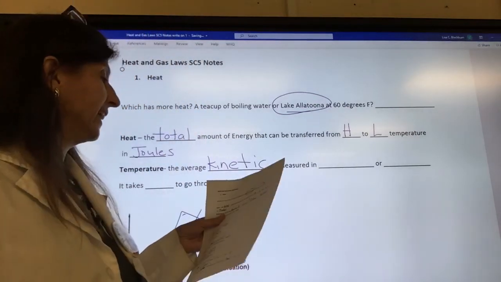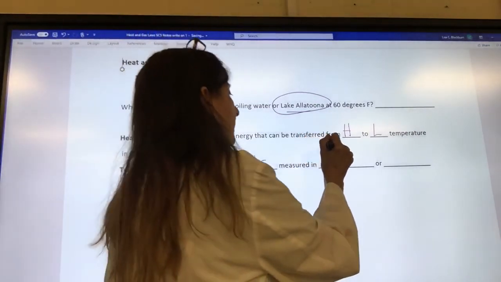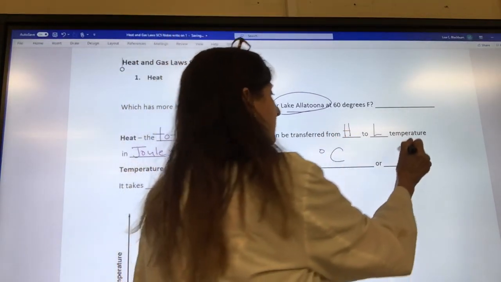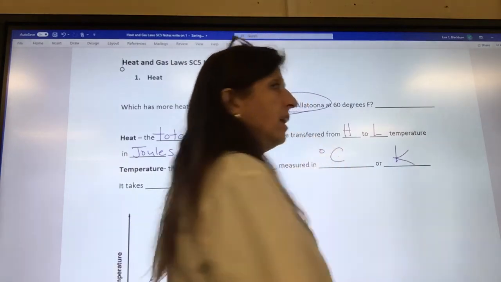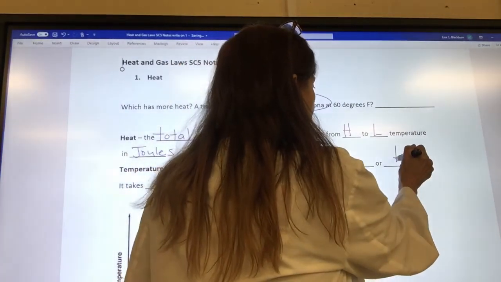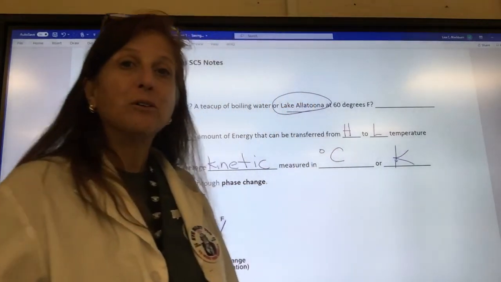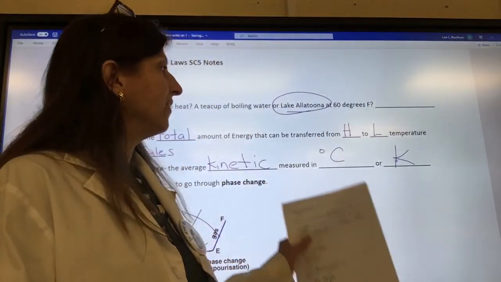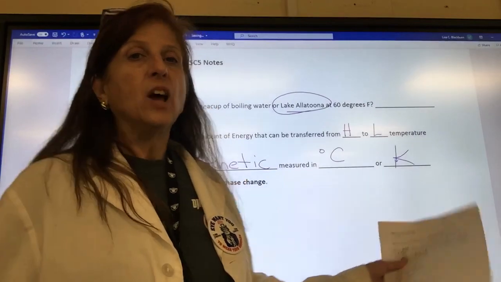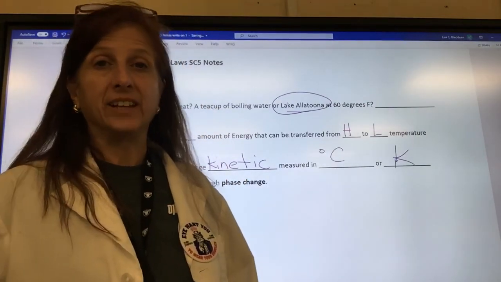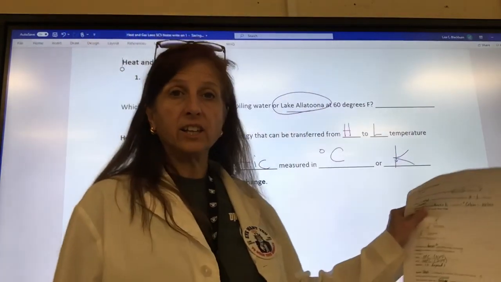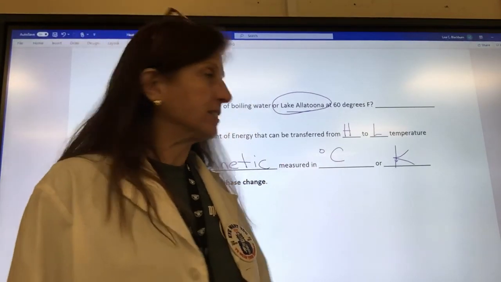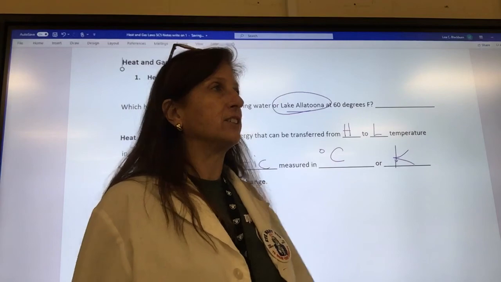It's the average kinetic energy, and in science we measure it in degrees Celsius or Kelvin. Now, in real life, here in Georgia, we measure it in degrees Fahrenheit. Now notice that Kelvin doesn't have degrees. We don't usually use Kelvin even in science, but you'll learn in the next video, when we do gas laws, that gas laws does use Kelvin.